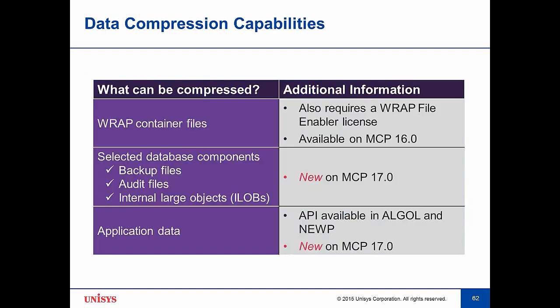Data compression on MCP 16.0 is able to be used in conjunction with the wrap file enabler product to compress wrap container files. On 17.0, it's been enhanced to be able to compress selected database components, including backup files, audit files, and internal large objects. There's also an API available on 17.0 that Algol and new programs can use to compress and decompress application data.